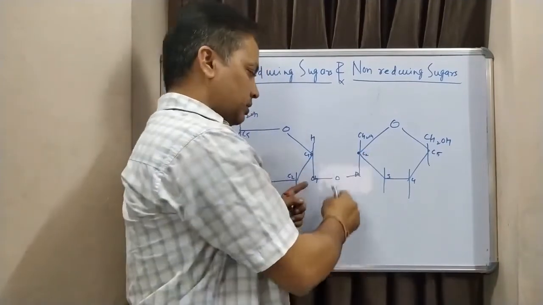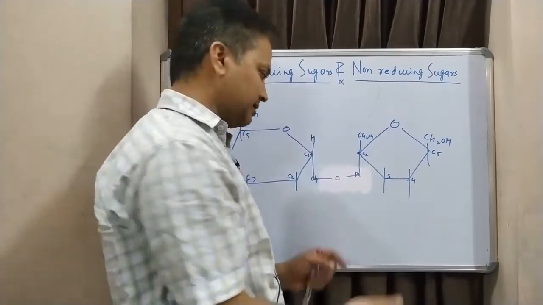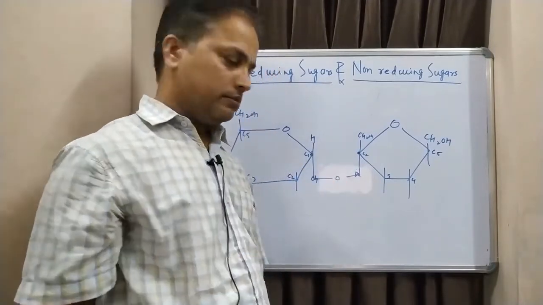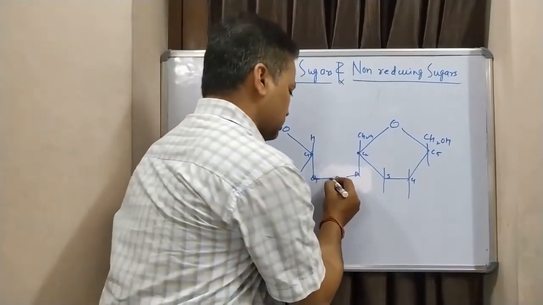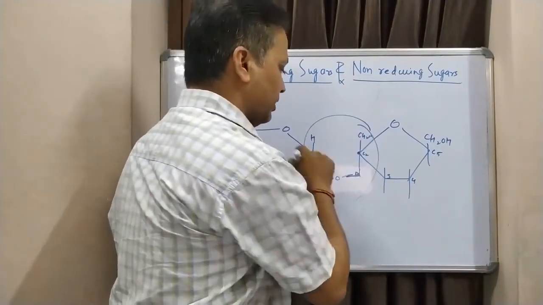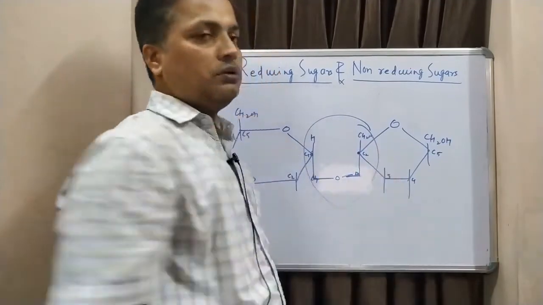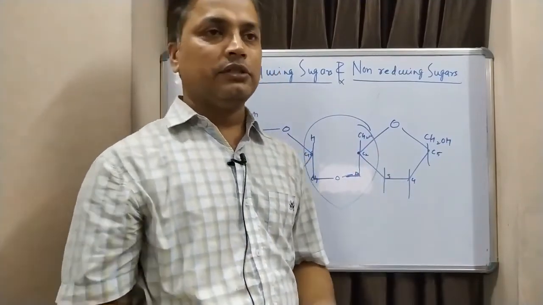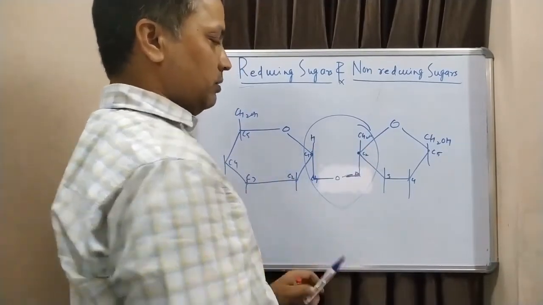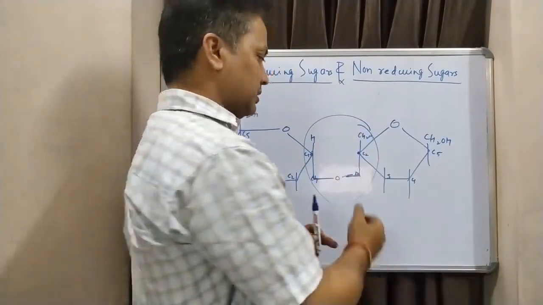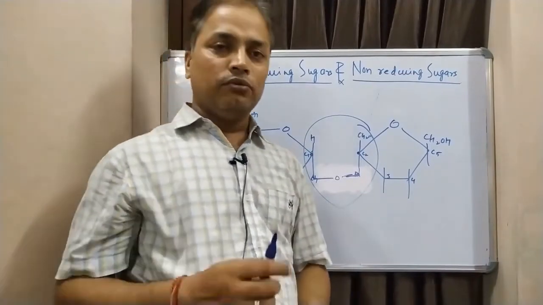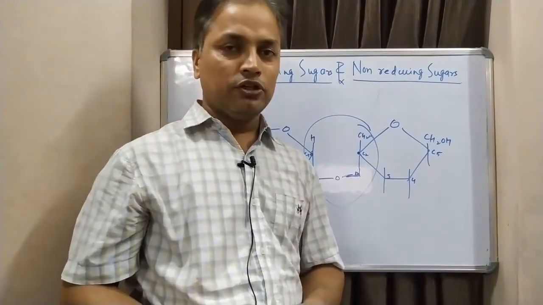But when these two combine together, both the OH groups react and form a bond, and they remove water. So now at this place no free oxygen is available at the anomeric carbon. So sucrose works as a non-reducing sugar, whereas glucose alone was a reducing sugar because oxygen was available. Fructose alone was working as a reducing sugar because oxygen was available there. But when these two combine together, sucrose works as a non-reducing sugar.